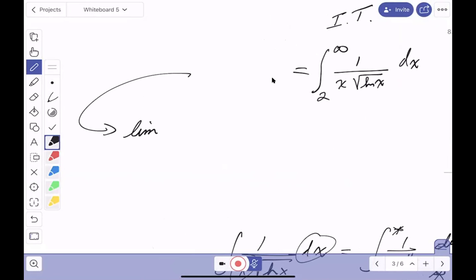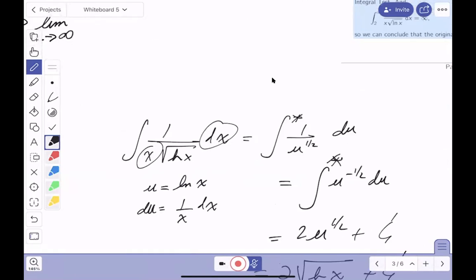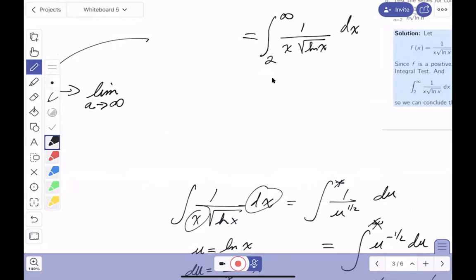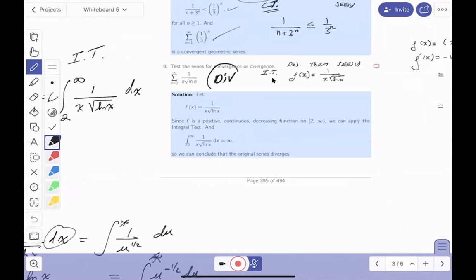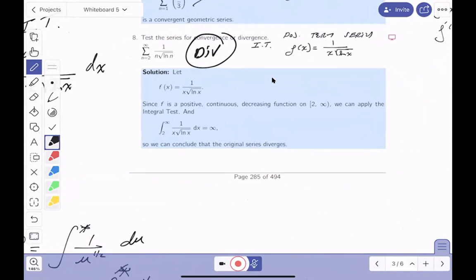Limit, I guess we're going to say a goes to infinity. Oh, I forgot. 2 root ln x. Limits of integration would be 2 to infinity. Hope you guys are okay with that. Hope I didn't make too many mistakes. And what's that going to be? Infinity. So what do I know? This guy diverges.